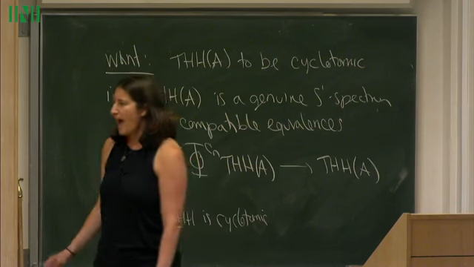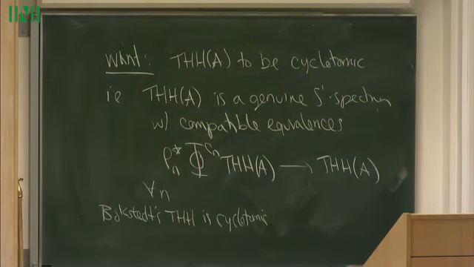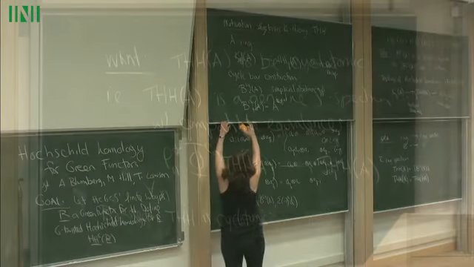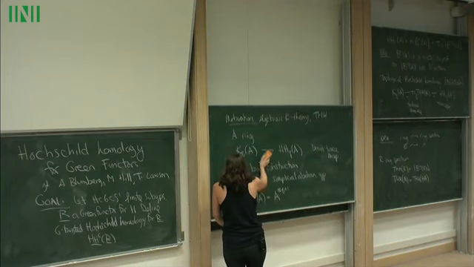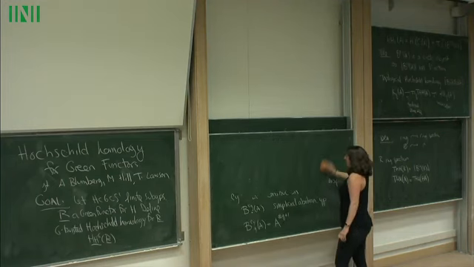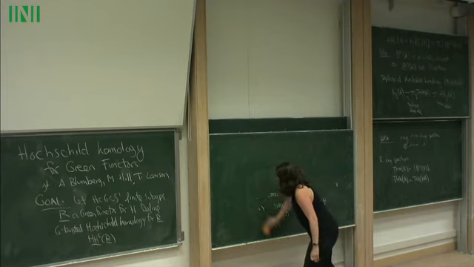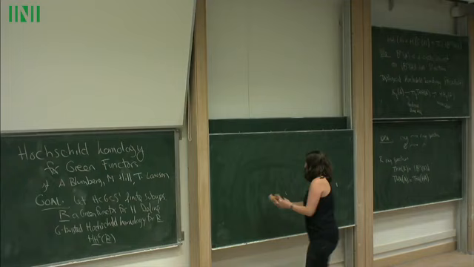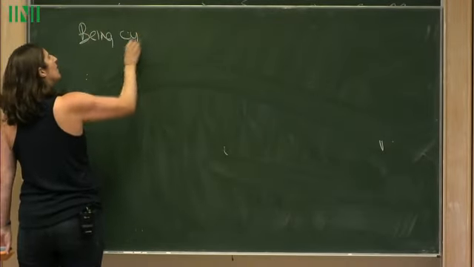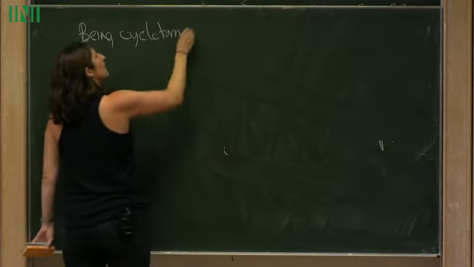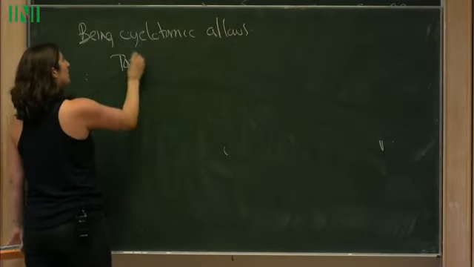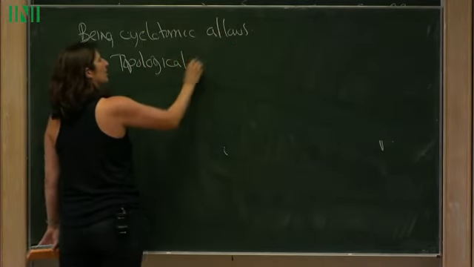So why does that matter? What is the importance of being cyclotomic to this story? Well, it goes back to this idea of approximating algebraic K-theory. THH being cyclotomic allows us to define an even better approximation. So the point is that being cyclotomic allows for a definition of the next approximation, which is topological cyclic homology.